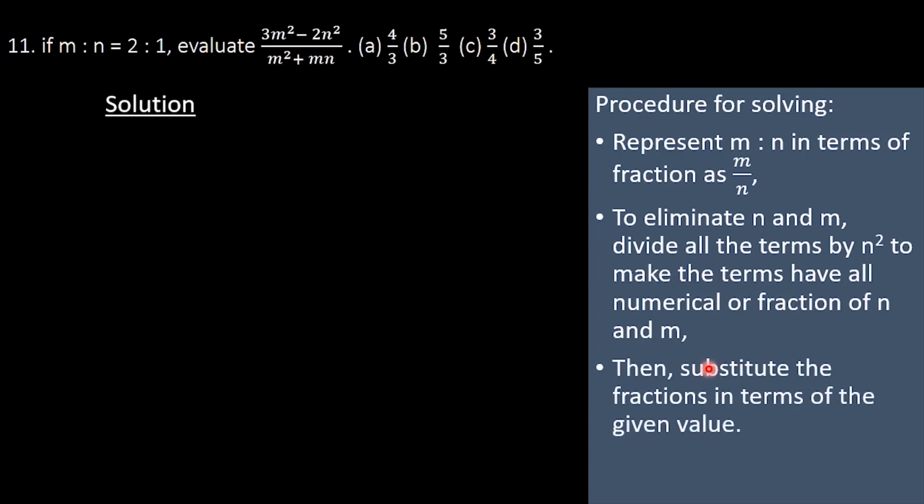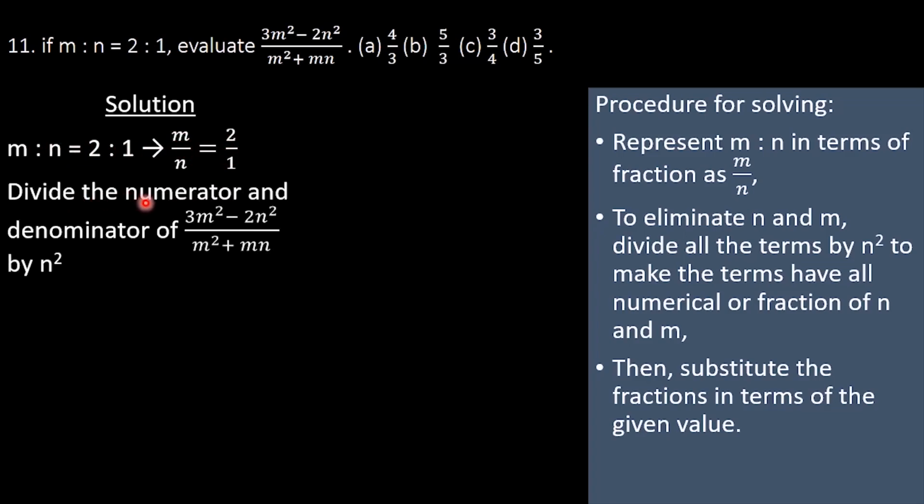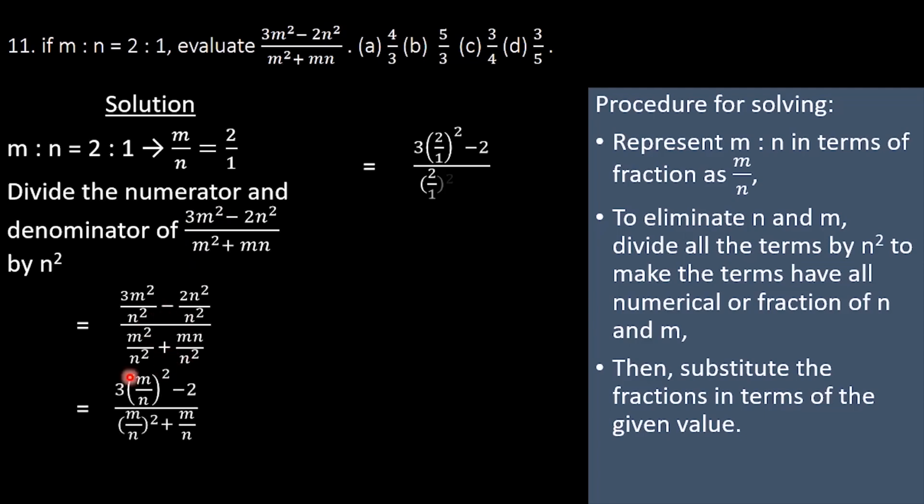Let's check the solution. Now these are our given values. m ratio n is equal to 2 ratio 1, which is m over n is equal to 2 over 1. Then we divide the numerator and denominator of this expression by n squared. When you divide this expression by n squared, we have this. Therefore, we substitute for m over n, that is 2 over 1.